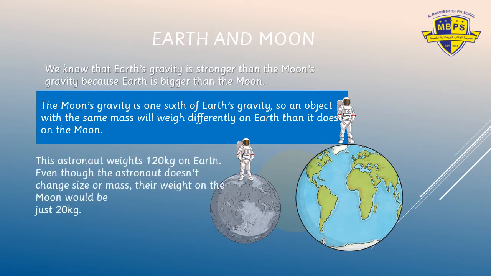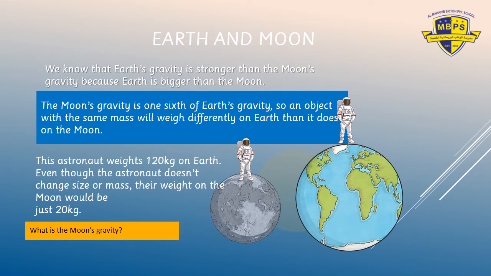For example, if we have an astronaut who weighs 120 kg on the Earth, even though the astronaut doesn't change in size or in mass, their weight on the Moon would be 20 kg. How? 120 kg divided by 6 will give you 20 kg, because the Moon's gravity is 1/6 of the gravity of the Earth. So we are having maths also in science.